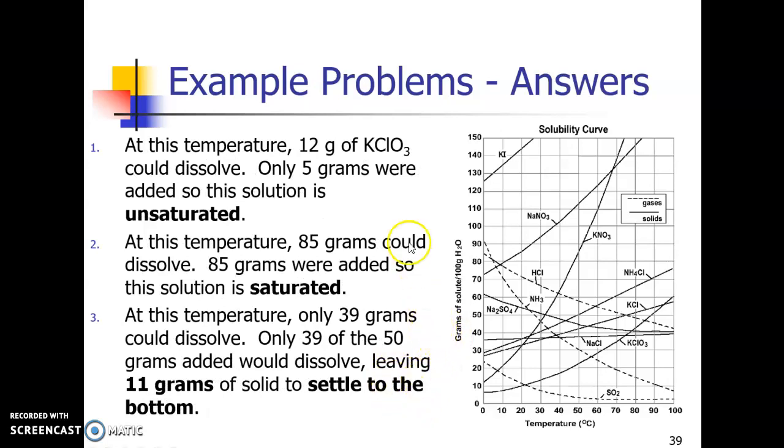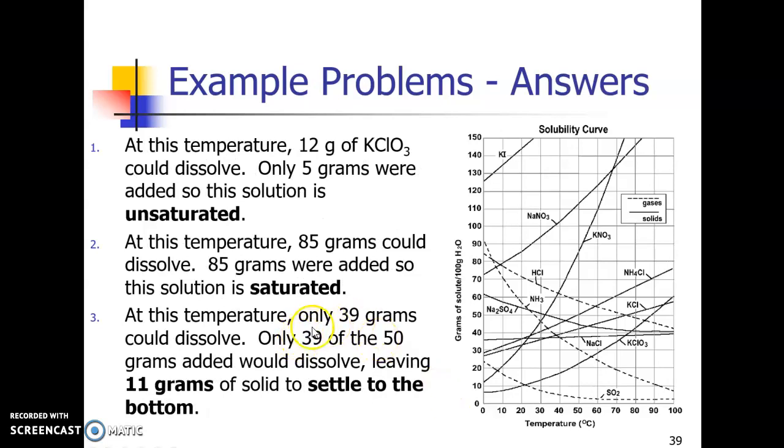Alright, so here are the answers. So the first example, if you find the KClO3, you will see that 12 grams could dissolve. You only dissolved 5 grams, so that is below the solubility, that is unsaturated. At the temperature and conditions for the next one, 85 grams could dissolve, and that would make a saturated solution. I believe that was the KNO3. I have to go back and look. Yep. And then the last one was NaCl.